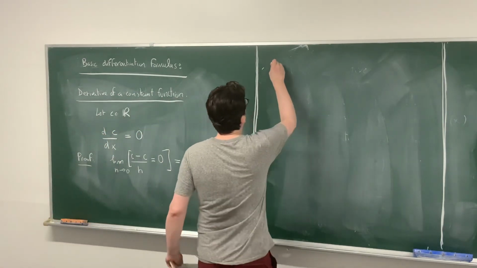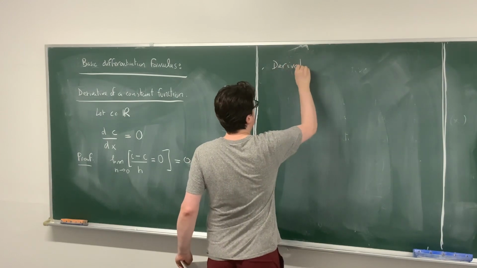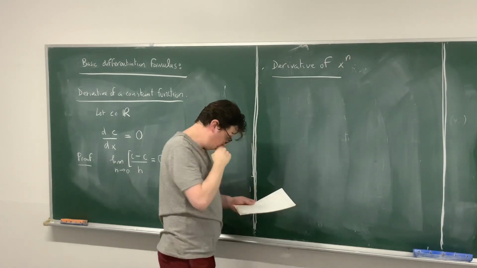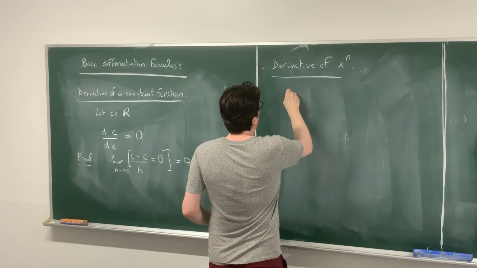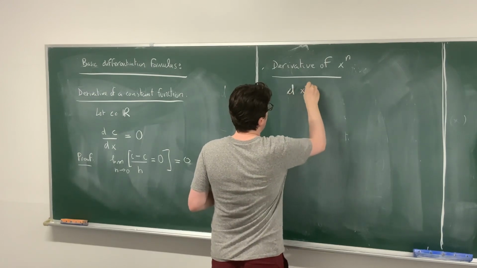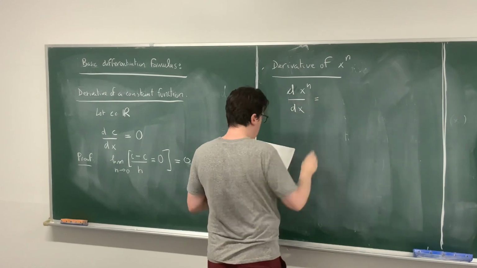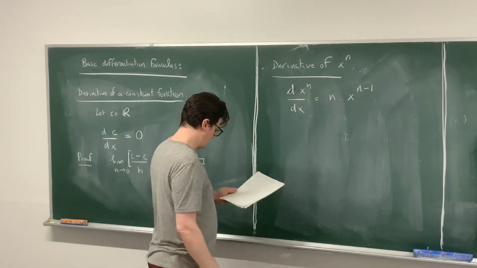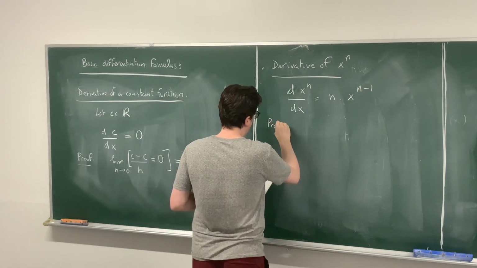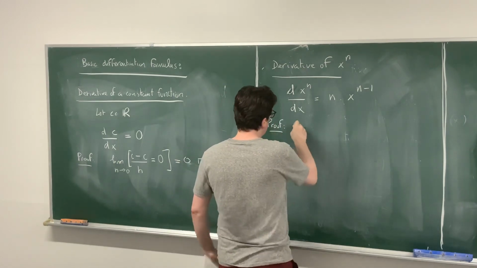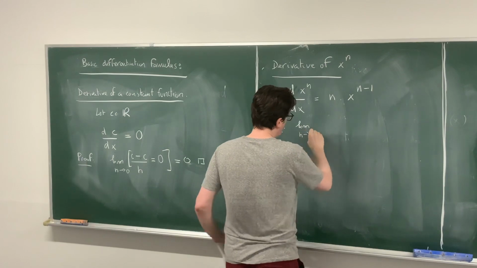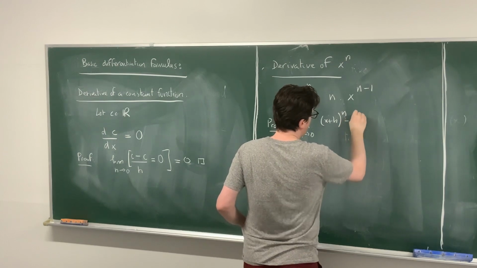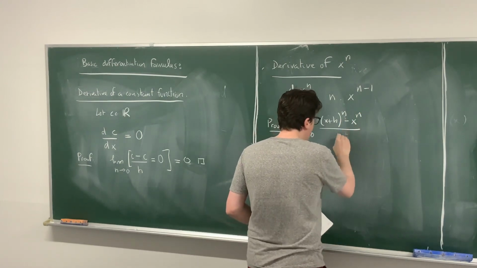Now, what is the derivative of x to the n? Well, the result first: the derivative of x to the n will be equal to n times x to the n minus 1. And the proof of that goes like this. We calculate the limit when h goes to 0 of (x plus h) to the power n minus x to the n, divided by h.